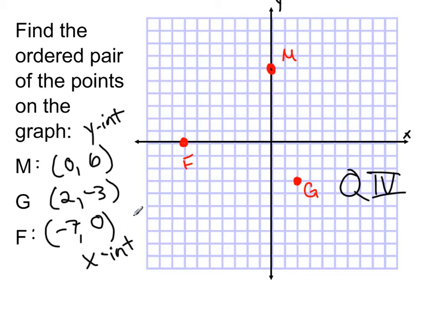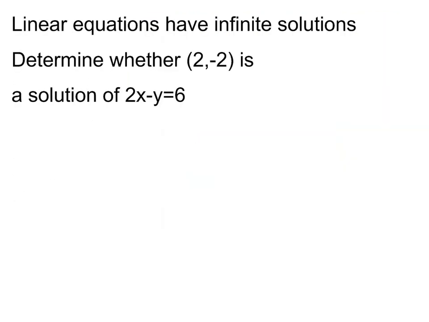Okay, now that we know how to plot points and go backwards, if they give us points, we can find the ordered pair. Let's talk a little bit more about linear equations, because that was what this whole chapter is about. Linear equations have infinite solutions. That seems a little bit funky. What I mean by a linear equation is something similar to this example I have below. 2x minus y equals 6. This is what we call a linear equation.